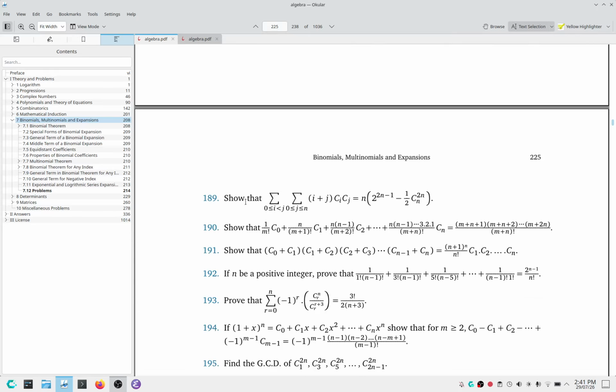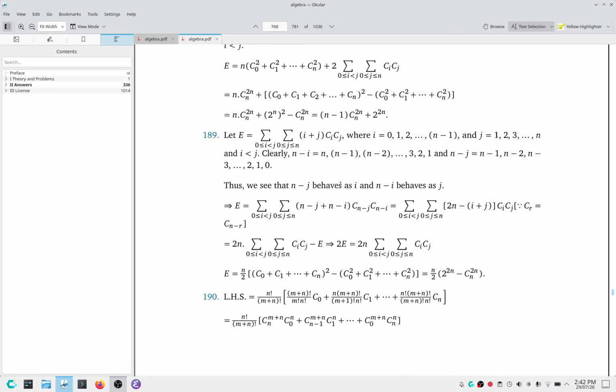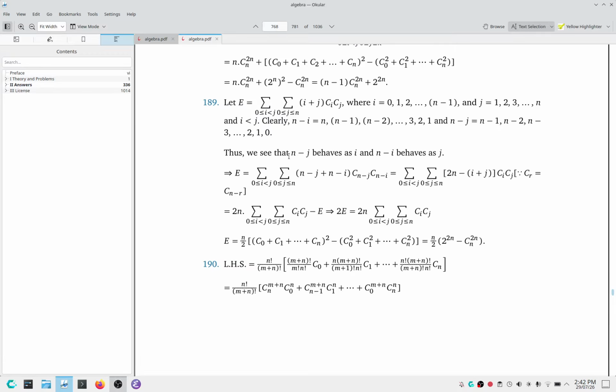Question 189 says to show that sigma of (i plus j) ci cj is equal to n times 2 to the power 2n minus 1 minus half of 2n Cn. So we have this. i will vary from 0 to n, j will vary from 1 to n, and clearly n minus i will vary from n down to 0, and n minus j will vary from n to 0. We see that n minus j behaves as i and n minus i behaves as j.